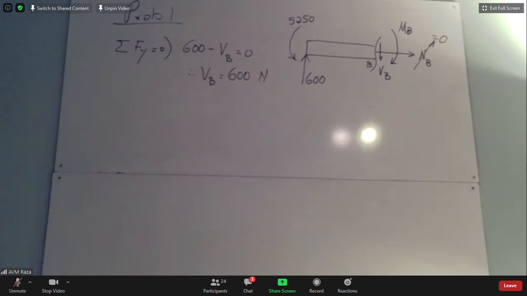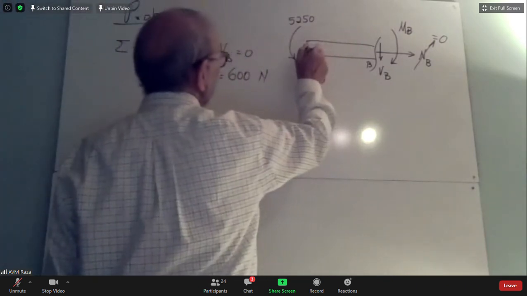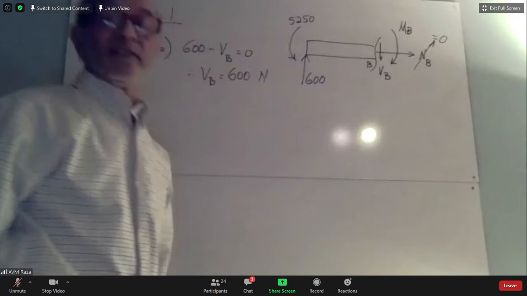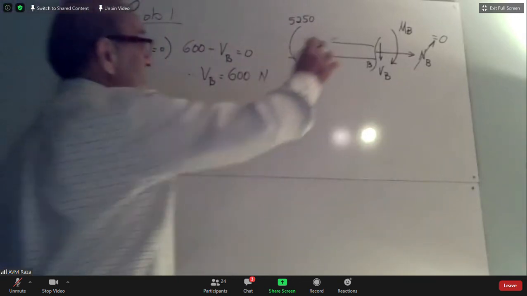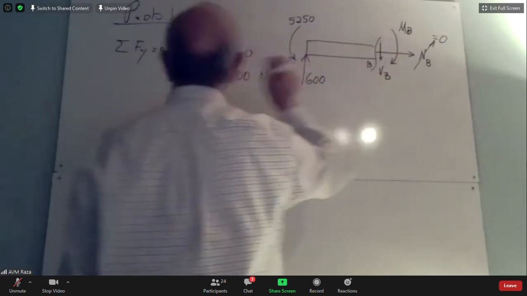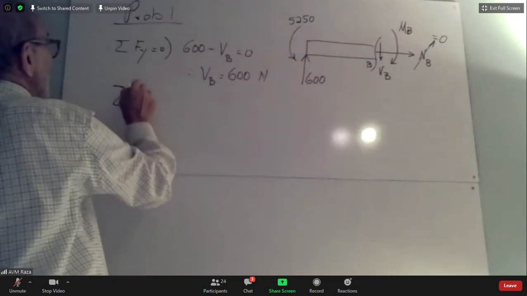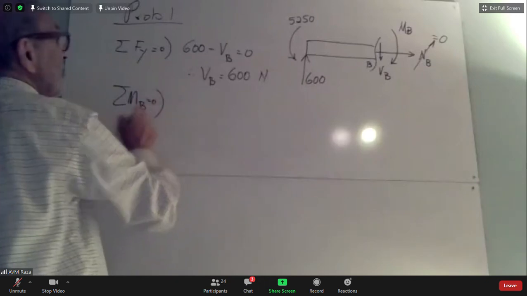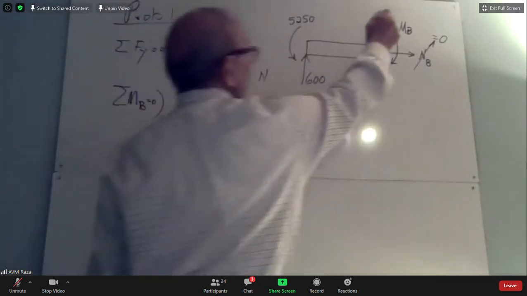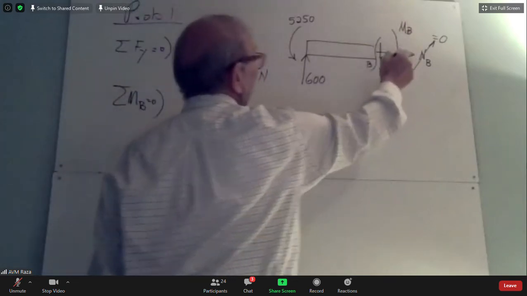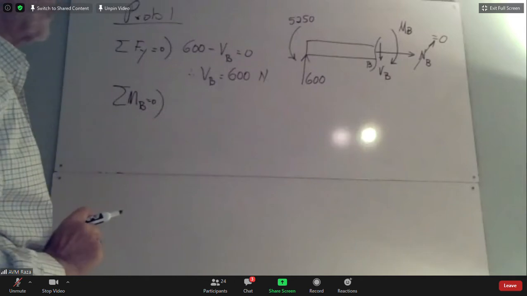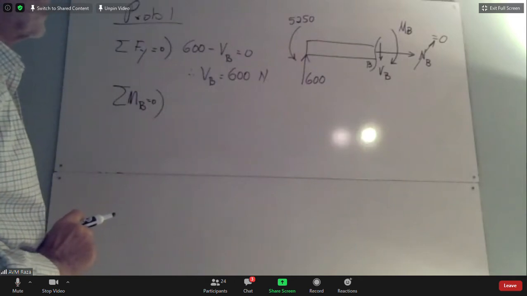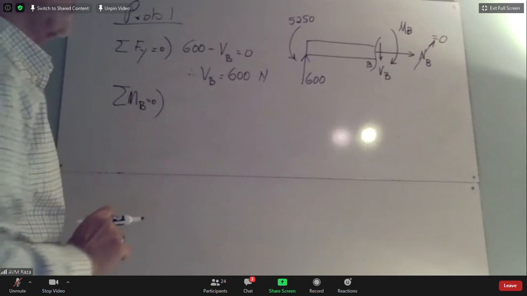And to find MB, what do we do? We take moments. You can take moment at this point or this point. My recommendation to you, always go for the moments at the section. So this is the point I'm going to take the moments, sum of moments at point B equal to 0. That will get me what? The first moment is MB itself. And this moment is positive or negative? Anybody who can answer. Is MB positive as shown or negative? Negative. It is negative because it's a clockwise moment.